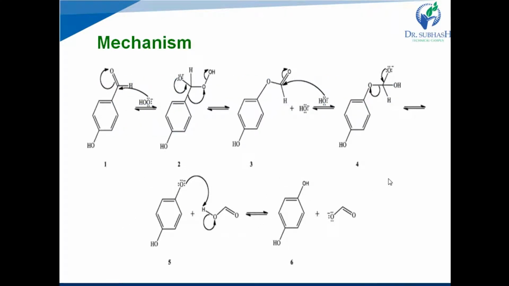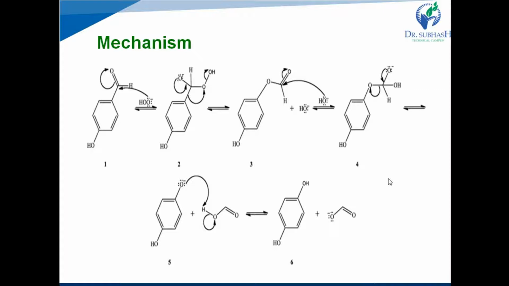Then mechanism. This reaction starts with nucleophilic addition of hydroperoxide anion to the carbonyl carbon. See, we know that carbonyl carbon is electropositive carbon, right? When breakdown of carbon and oxygen bond occurs, electron of the bond goes toward the oxygen atom, so that oxygen acquires negative charge and carbon acquires positive charge. That's why any nucleophile can easily attack the carbonyl carbon. Here hydroperoxide anion acts as a nucleophile and attacks on carbonyl carbon and forms structure 2.